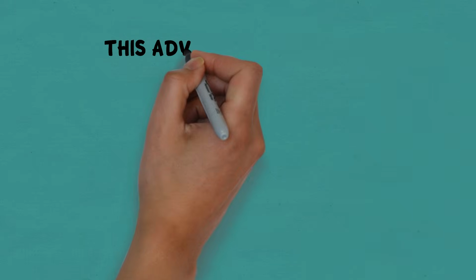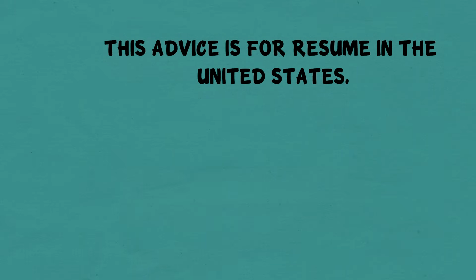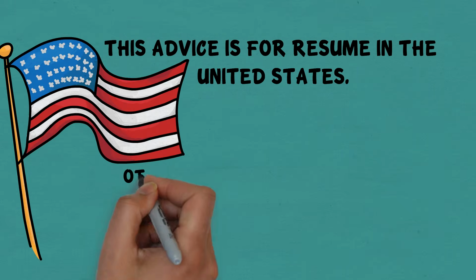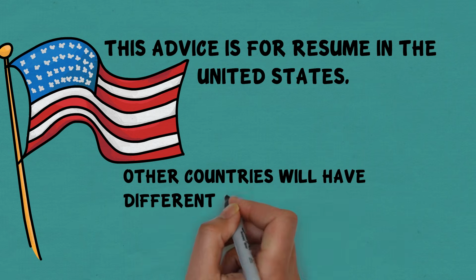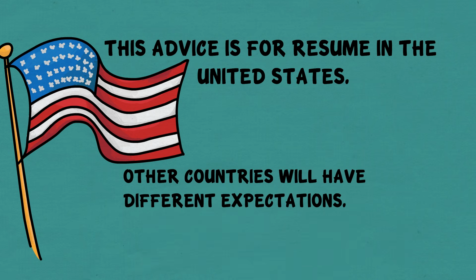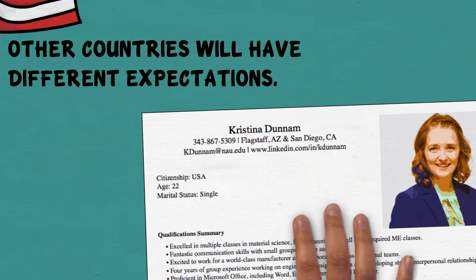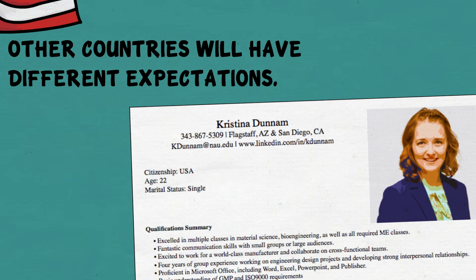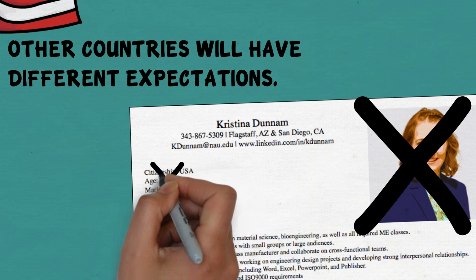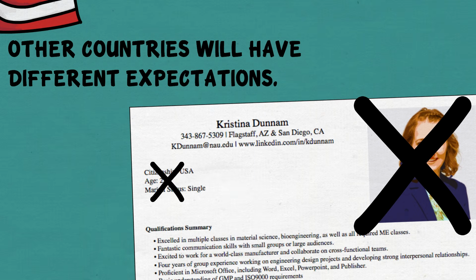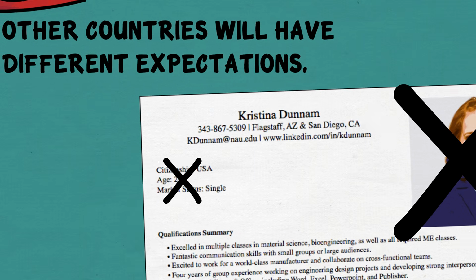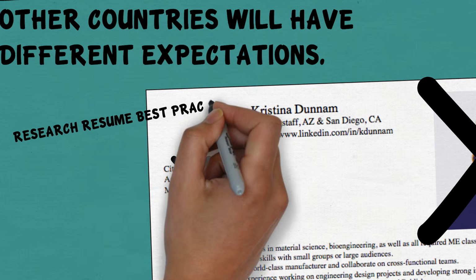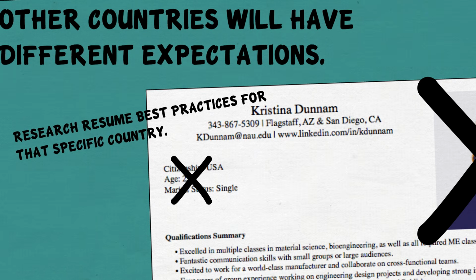Another thing to keep in mind, this advice is for resumes within the United States. Other countries will have different expectations for excellent resumes. For example, it is not considered appropriate for you to put your photo, marital status, or visa information on a U.S. resume, but it is customary in some other countries. Be sure to research resume best practices for other specific countries if you're trying to get a position there.